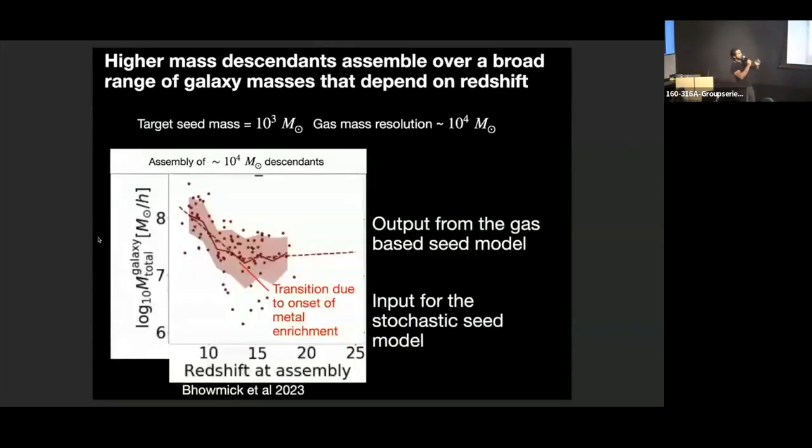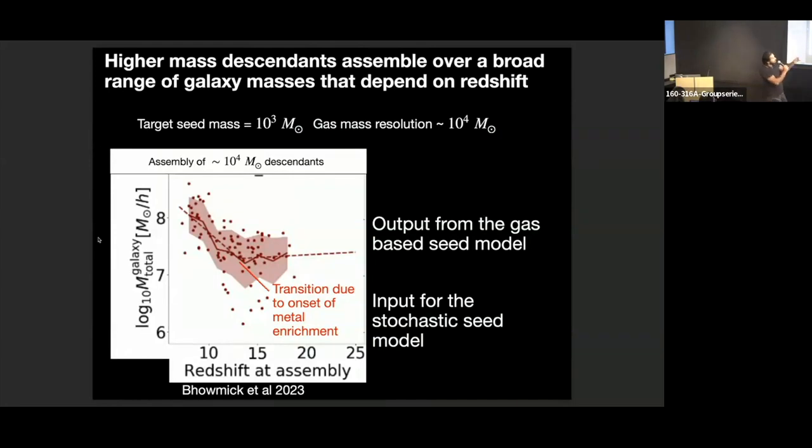Now, to build the galaxy mass criterion, what we do is trace the growth of these low mass seeds in these highest resolution simulations to the point where they assemble masses corresponding to the resolution of the low resolution volumes. And here I'm showing a case where we trace a target seed mass of 10^3 solar masses to the point where they assemble 10^4 solar mass descendants. And here is the galaxy mass at various redshifts where these descendants assemble. And we can see, first of all, there's a broad distribution of halos where they assemble. And that is precisely why we need a stochastic criterion to randomly draw the halo mass or galaxy mass where we see these descendants.